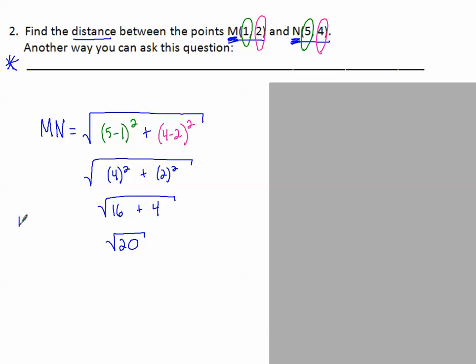1 times 1 is 1, but that goes into everything. 2 times 2 is 4. 3 times 3 is 9. 4 times 4 is 16. 5 times 5 is 25. Now this is too big. So let's start with the smaller ones.